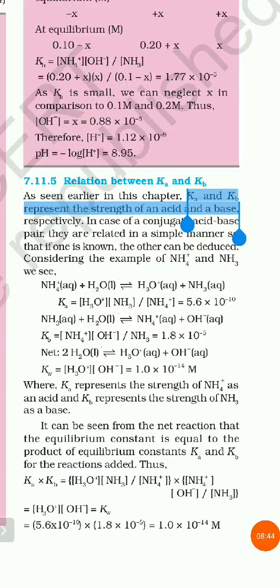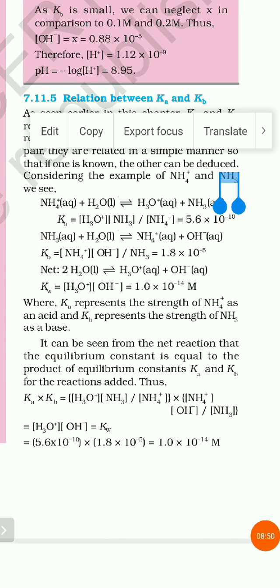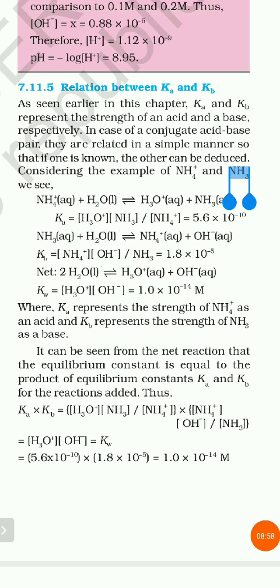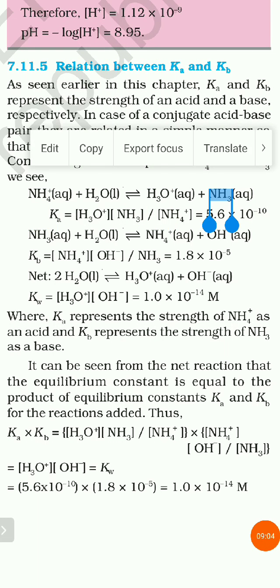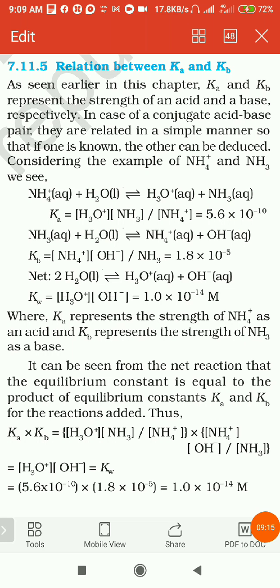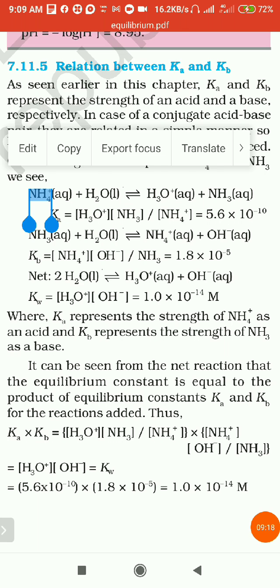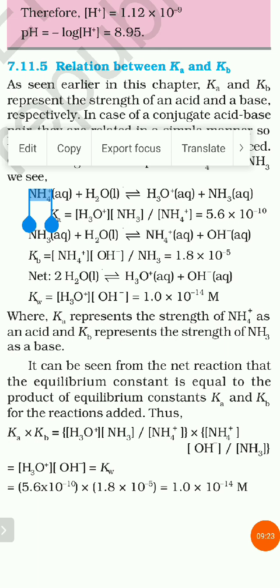Just look here. For example, they have taken the ammonium ion and ammonia. Ammonium ion NH4 plus and ammonia NH3. First, look at the general equation. The ammonium ion is converting into ammonia by reacting with a water molecule, H2O. So NH4 plus will be converted into NH3. What will happen?